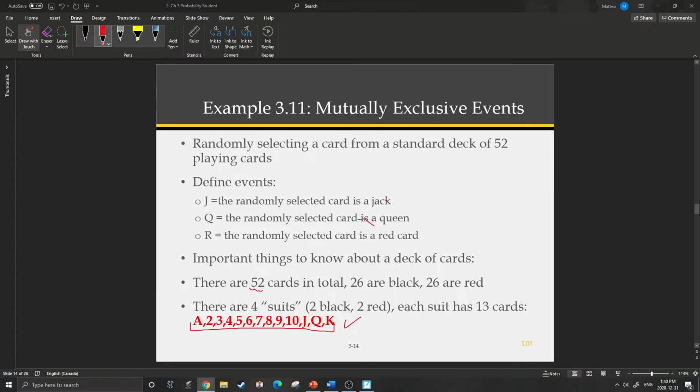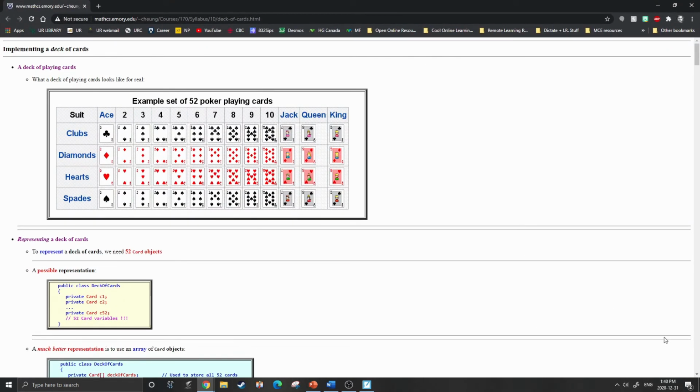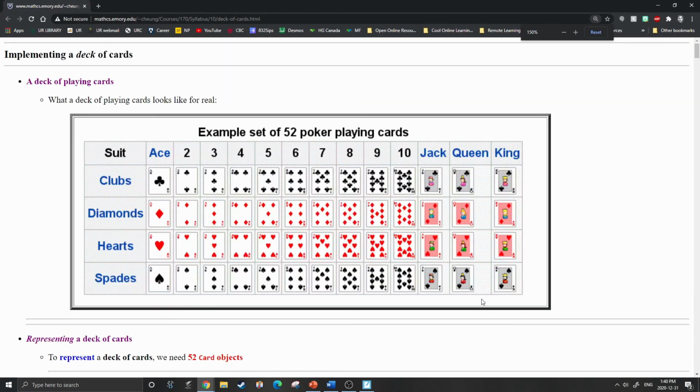And let me see if I can find a nice image that sort of has all the cards. Yeah, that's not bad. I'm just on my other screen. I'll drag this over in a moment. Yes, this one looks nice. So here is a deck of cards.